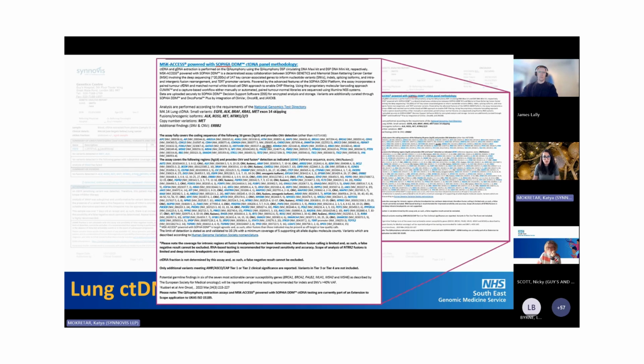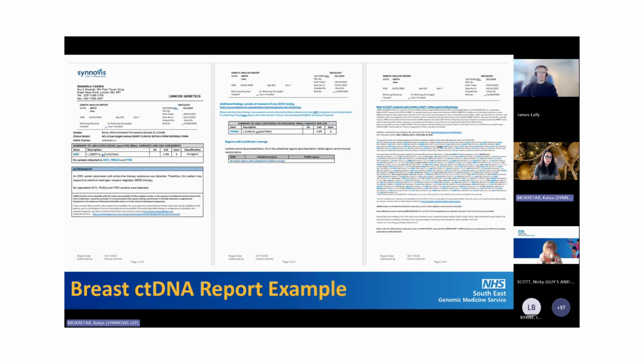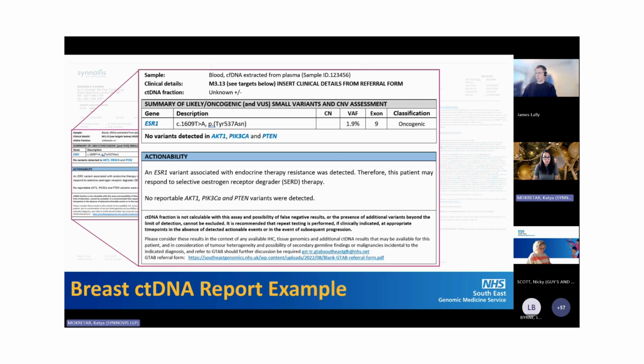On the third page of the report, you will see some general information about the panel and what's covered by the panel. You will also see the code from the National Genomic Test Directory and what's covered from there. And just very quickly, I'll go through another example of a breast cancer report, which looks very similar. It has the same sample, clinical details, fraction, and all the findings.